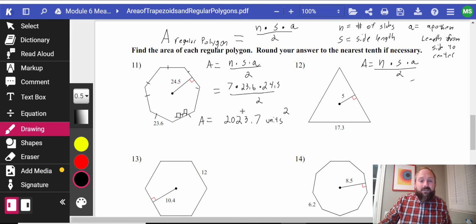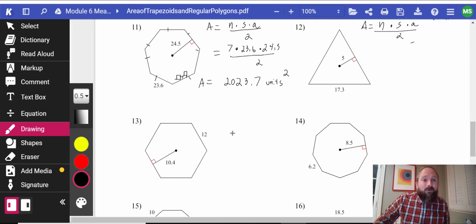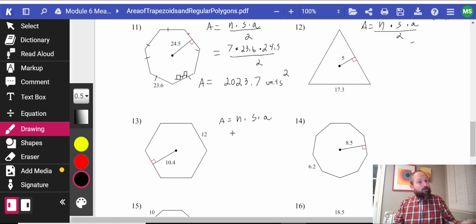We have question 15. Once again, we're going to write out our formula for a regular polygon. The formula is going to be the area is equal to the number of sides times the side length times the apothem, meaning right angle to the center. What's the length? Divided by 2.